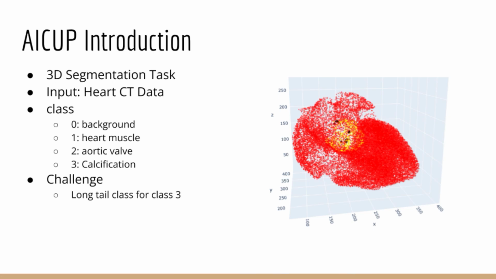This is a classic 3D volumetric segmentation problem. Taking heart CT data as input, we must accurately segment four classes: the background, heart muscle, the aorta wall, and the critical calcification points. The difficulty is twofold. First, the calcification class is a textbook example of a long-tail class. It occupies a minuscule volume fraction, yet clinical accuracy depends on its precise detection.